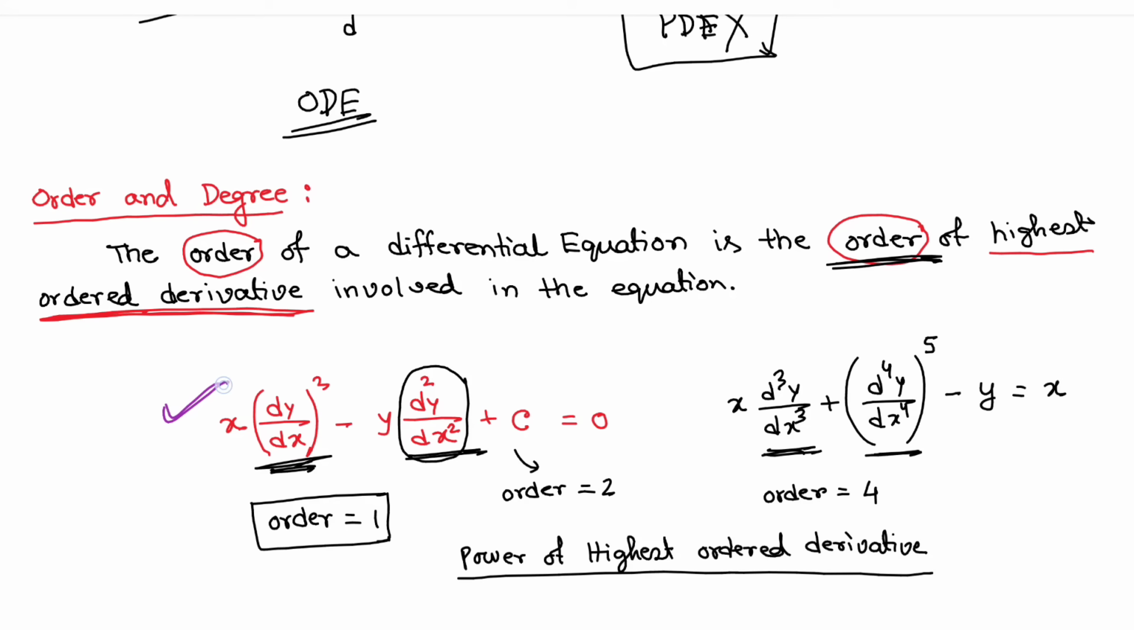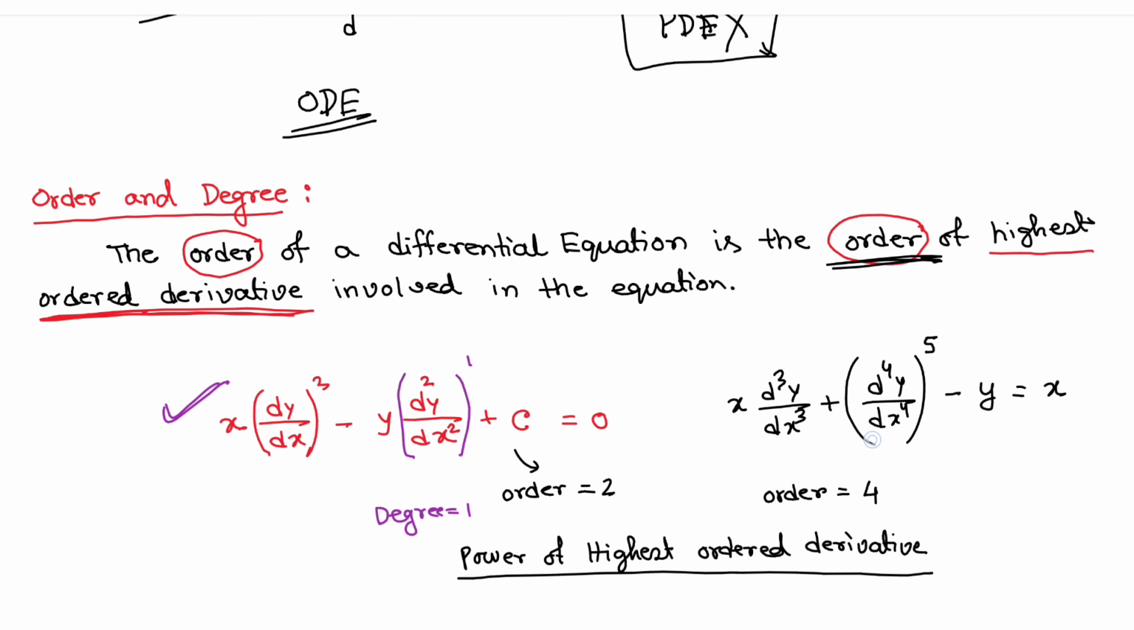Now tell me, in this first equation what is the degree? First you have to find out the highest order. Which one is highest order? Obviously this one, d2y/dx2, and the definition is power of highest order derivative. And what is the power of d2y/dx2? There is no power. So degree will be 1. Clear? You can write d2y/dx2 as whole to the power 1. So degree equals 1. Now in this expression, which one is highest order? Obviously order 4. And what is the power of order 4? 5. So degree equals 5.